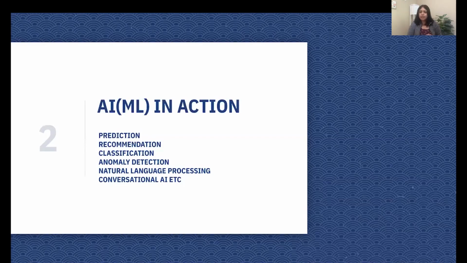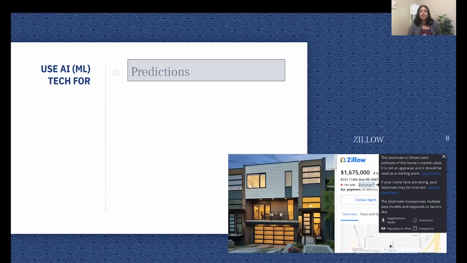So we'll consider a couple of cases where AI ML is in action. Let's start with predictions. We talked about Z-estimate. Like I said, Z-estimate is a very powerful AI tool for predictions. It incorporates multiple data models, and it responds to factors like neighborhood details, home facts, listing price, popularity on Zillow, and all of this becomes more understandable to the user. Now the user knows why a certain house is priced a certain way.